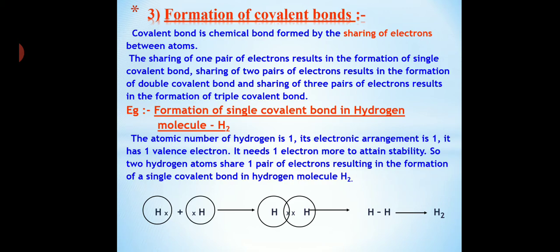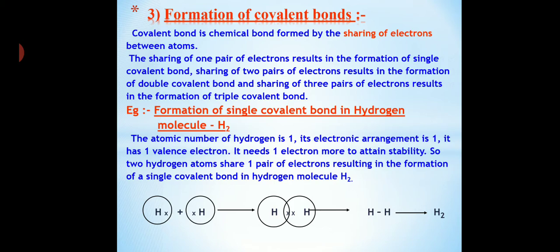Now what is its valence electron? Tell me its valence electron. It is also 1. So it needs one more electron to attain stability, that is, to become a duplet. Not an octet. Octet means 8 electrons. Duplet means 2 electrons. It needs 1 electron more to attain stability.